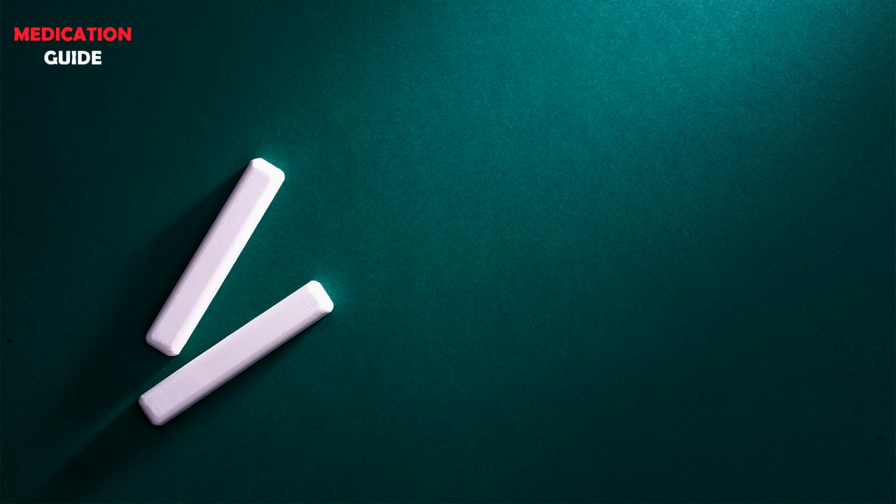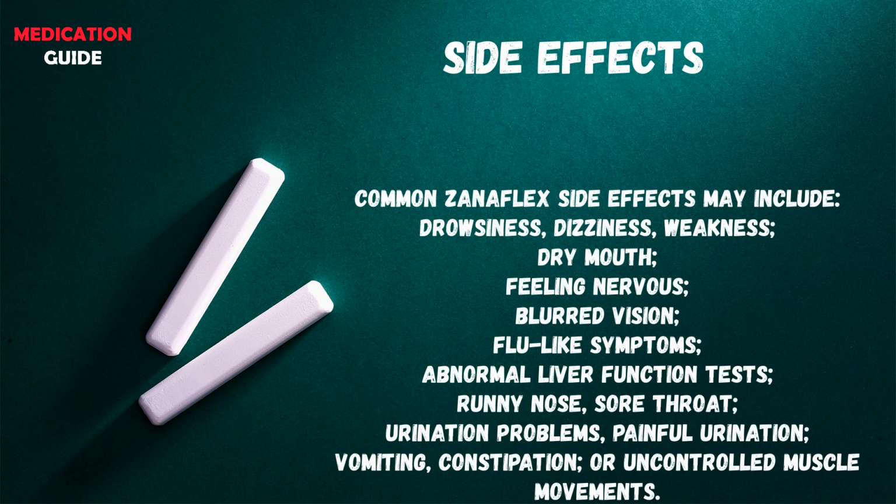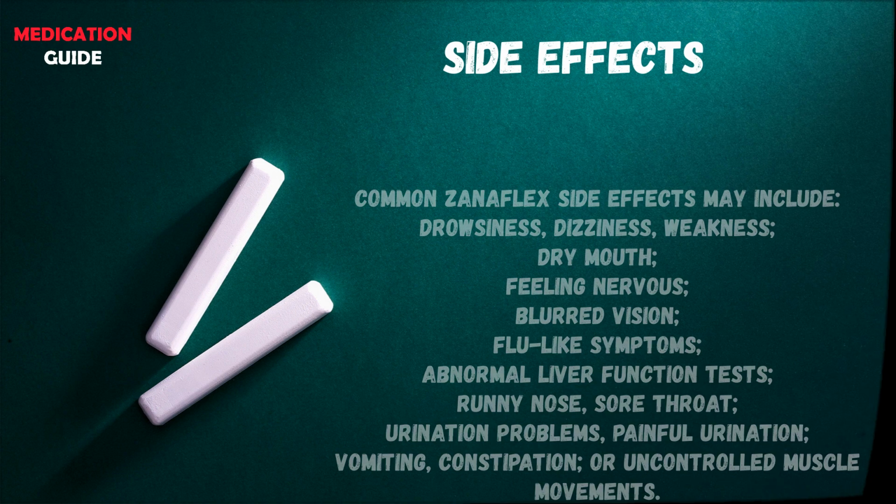What are the side effects of ZANAFLEX? Common ZANAFLEX side effects may include drowsiness, dizziness, weakness, dry mouth, feeling nervous, blurred vision, flu-like symptoms, abnormal liver function tests, runny nose, sore throat, urination problems, painful urination, vomiting, constipation, or uncontrolled muscle movements.